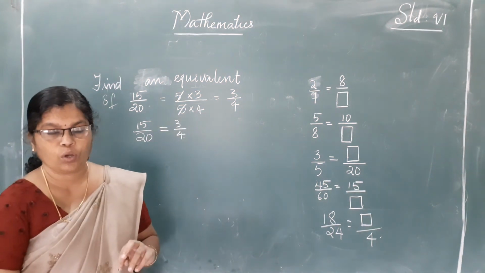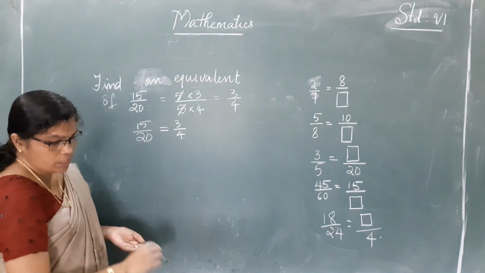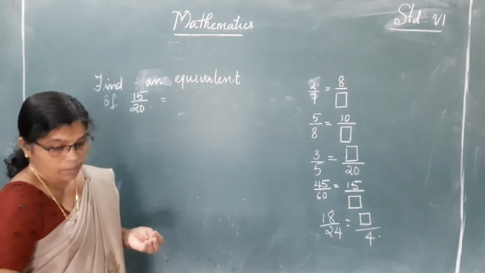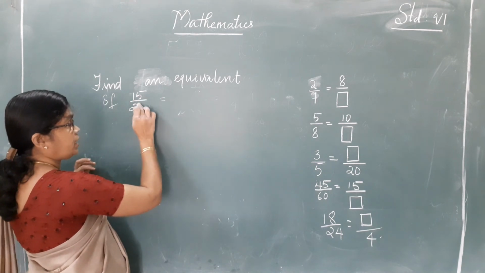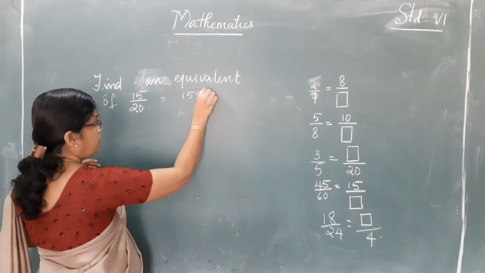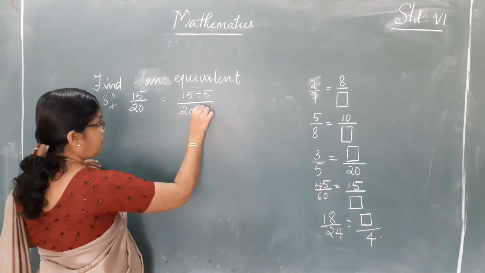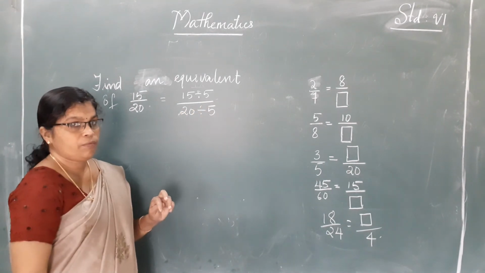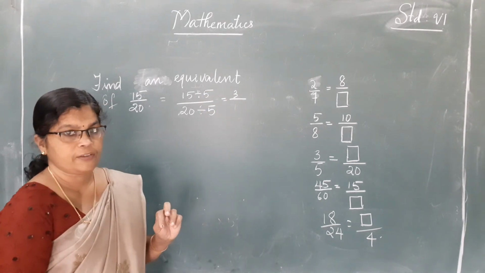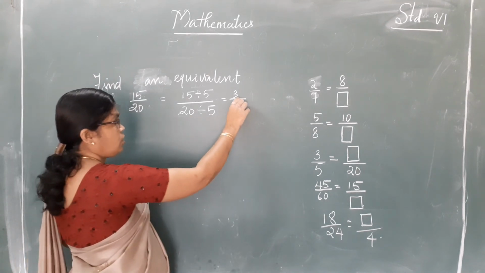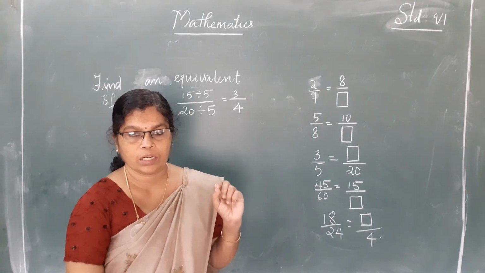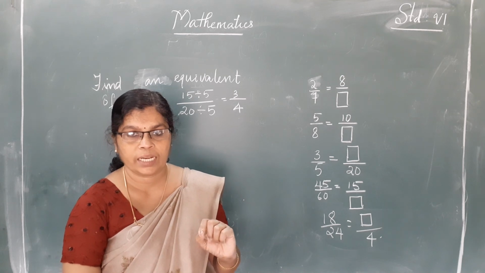Right? So by dividing also, we can get the equivalent fraction. Here you see, I have shown like this, and we can do it like this also. 15 and 20 have a common factor, so we can divide both 15 and 20 by 5. That is 15 divided by 5 over 20 divided by 5. Both the numbers we have divided by 5. In 15 how many 5s? 3 5s are there. In 20 how many 5s? 4 5s are there. Right? So 3 by 4 is the equivalent fraction of 15 by 20. Okay children, I hope you understood.